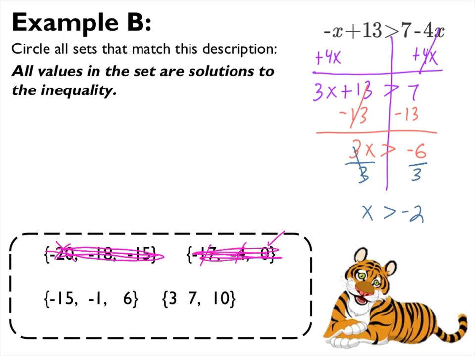Is negative 15 greater than negative 2? No. Is negative 1 greater than negative 2? Yes. 6 greater? Yes. But negative 15 doesn't work, so that set does not work. Positive 3 greater? Yes. 7 greater? Yes. 10 greater? Yes. All of those numbers in the set work, so that's the correct answer.